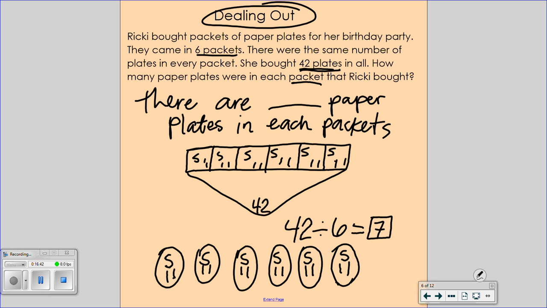Grace, what's that? Sure. Yep. That would totally work. 100%. Lucy, what's that? Oh, yes. We need our answer sentence. There are blank paper plates in each packet. 4, 7.